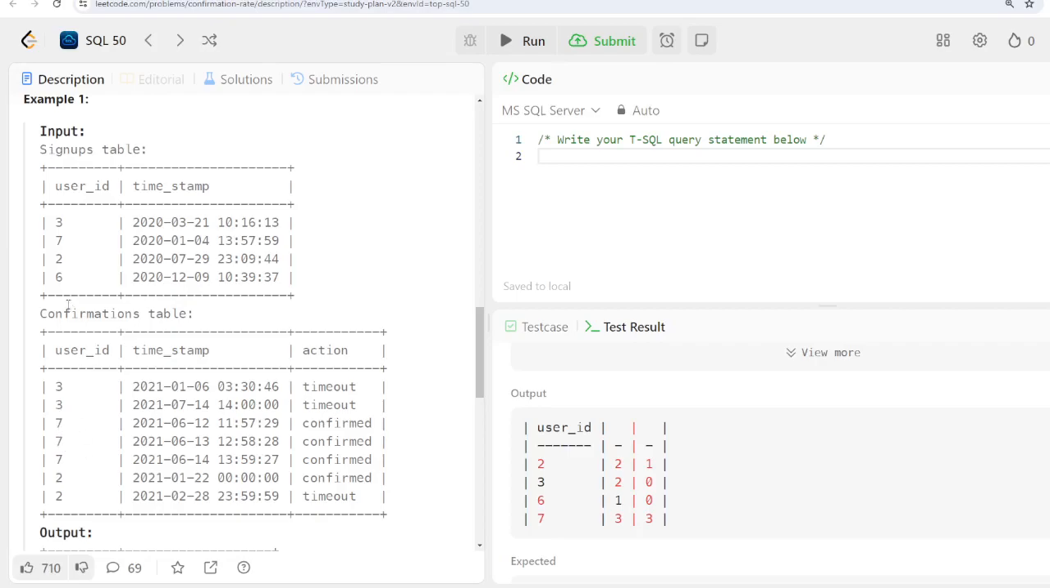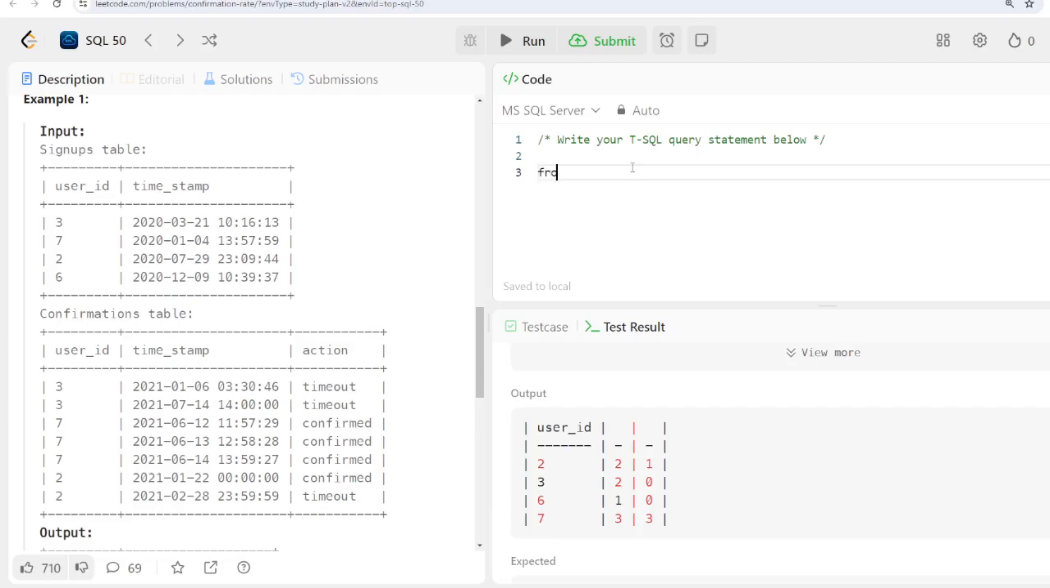So basically I want the common column and everything from the left table. So basically I have to join on left join, right? So let's try to do this.